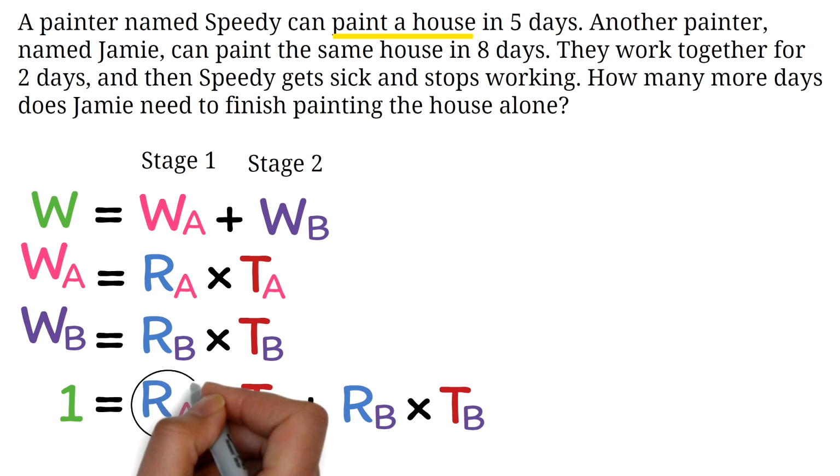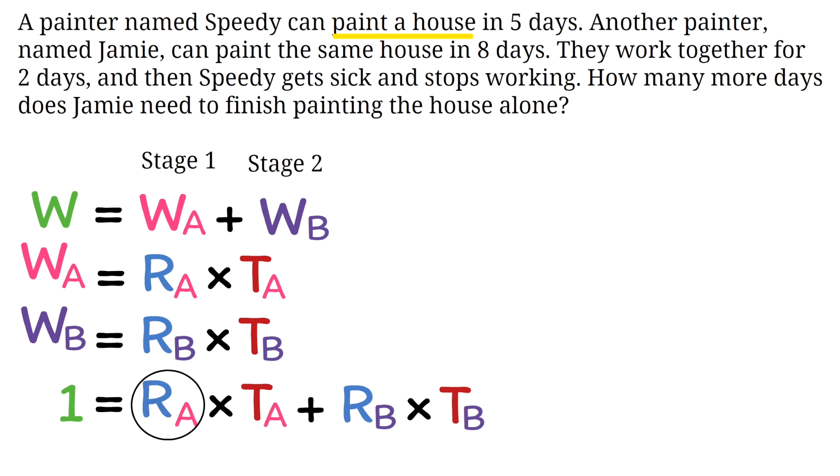Now, let's find RA. Remember, the WA here represents the work done in stage 1 when both painters are working together. This means RA must represent the combined rate of both painters, and TA represents the time taken when both painters were working together. So to find the combined rate RA, we add the rate of Speedy, which we'll represent as RS, to the rate of Jamie, which we'll represent as RJ. Remember, rate equals work over time.